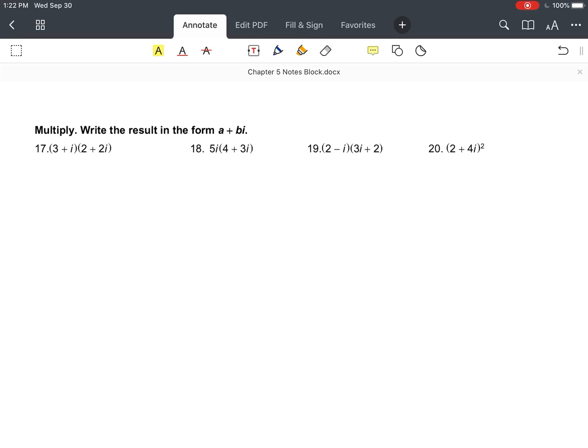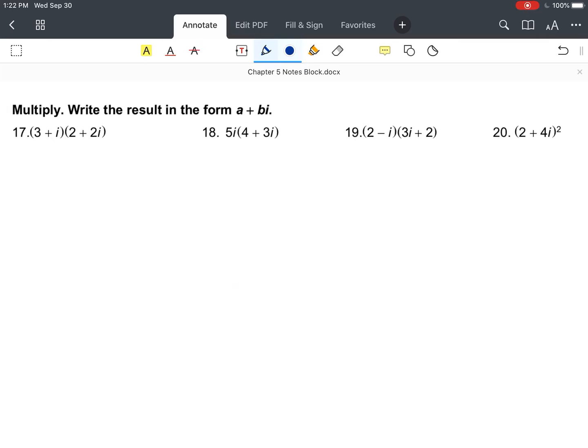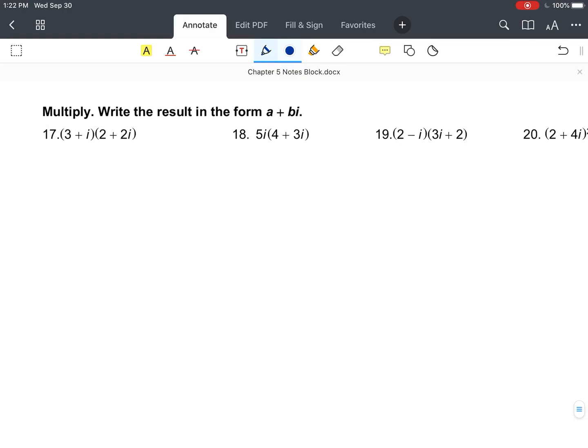Now for multiplying. You're going to do it the same way you did quadratics. So if you like to do the box method, use the box method. If you just like to use distribution, use distribution. The one thing you have to be careful of is when you get i squared at the end. So looking at number 17, I'm first going to multiply 3 by 2 and get 6, then 3 by 2i to get 6i, then i by 2 to get 2i, and then i by 2i to get 2i squared.